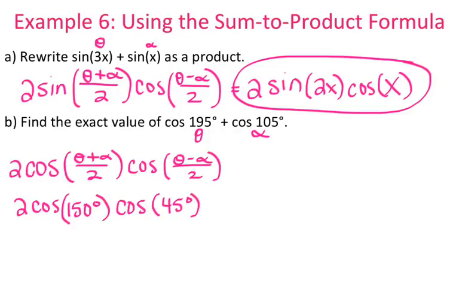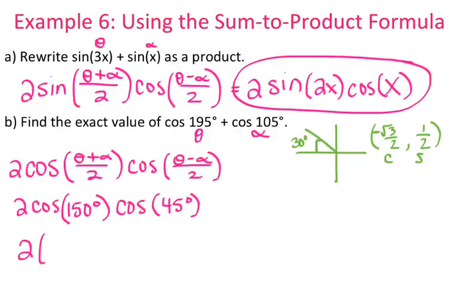Okay, so I need to find the exact value of cosine of 150. 150 is in my second quadrant. My reference angle for 150 is 30 degrees. So I'm putting down my ring finger for 30 degrees. My ordered pair is root 3 over 2, comma 1/2. Since I'm in the second quadrant, my x-coordinate is negative, which is what I'm looking for since I'm looking for cosine. So now I have 2 times negative root 3 over 2.